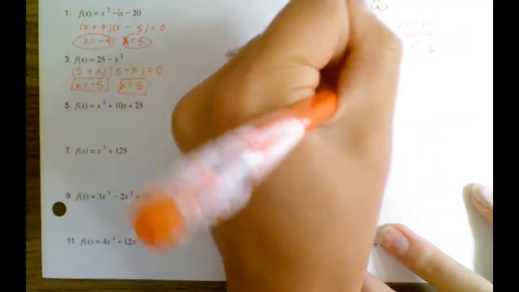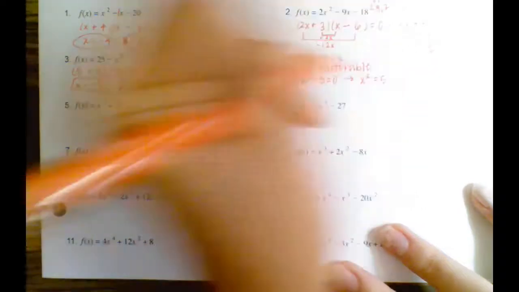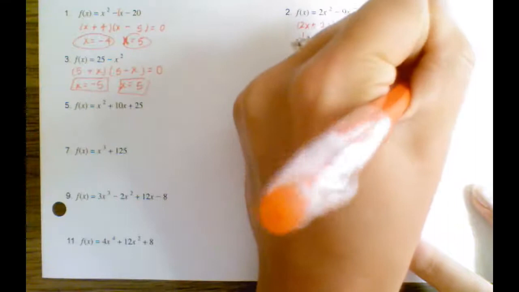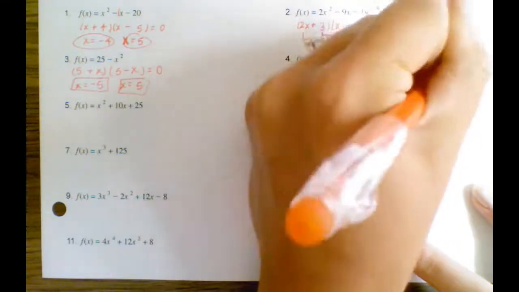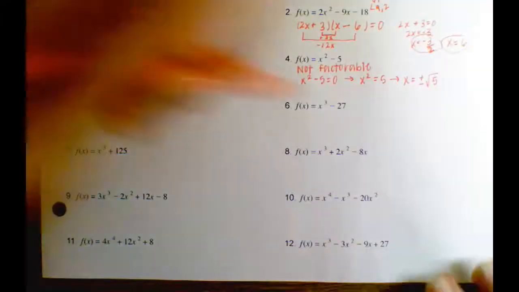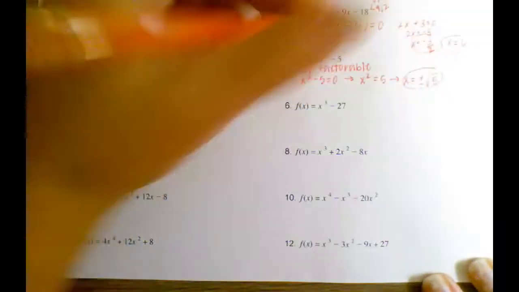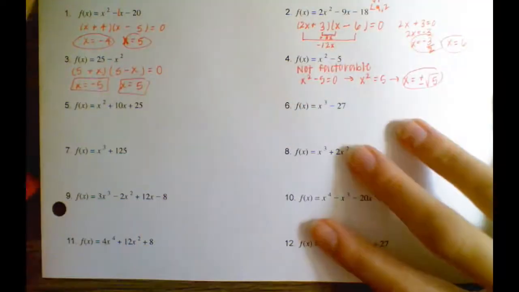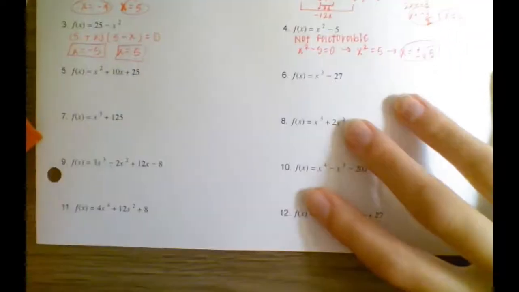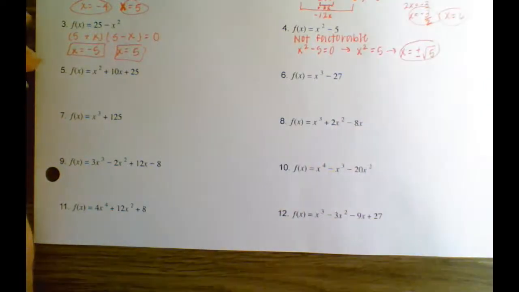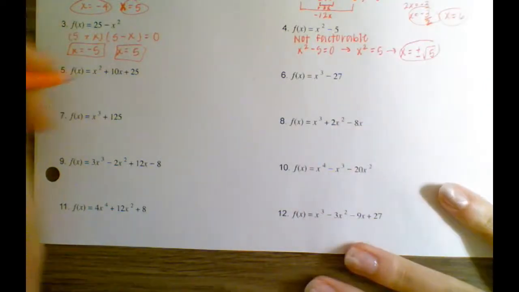So that would give me x squared equals 5 when I add 5 to both sides. Then I would take the square root of both sides. So x would equal plus or minus the square root of 5. Okay? Again, that one's not factorable though, so you can't factor that. All right, number 5. Okay, nothing special here.